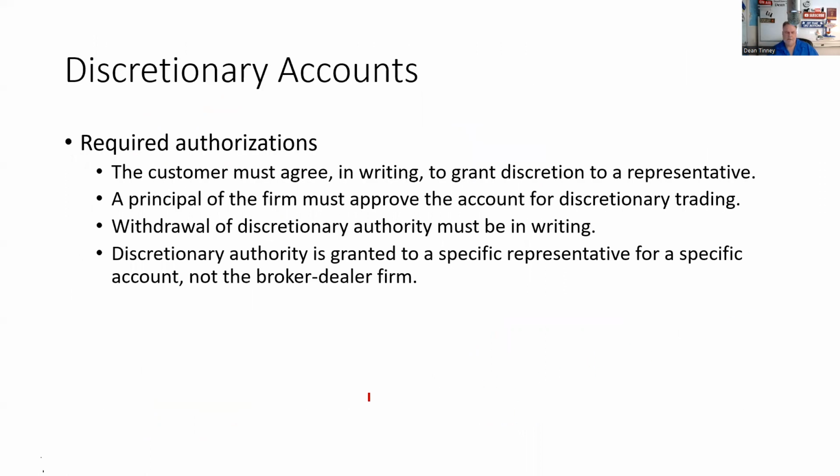So if we're going to have a discretionary account where we can make a decision about one, two, or all three of these A's, the customer has to agree in written form. That discretionary authority is granted to the representative, and the principal of the firm must approve the account for discretionary trading. Withdrawal of the discretionary authority has to be in written form. And the authority goes to the rep and not the firm, right?